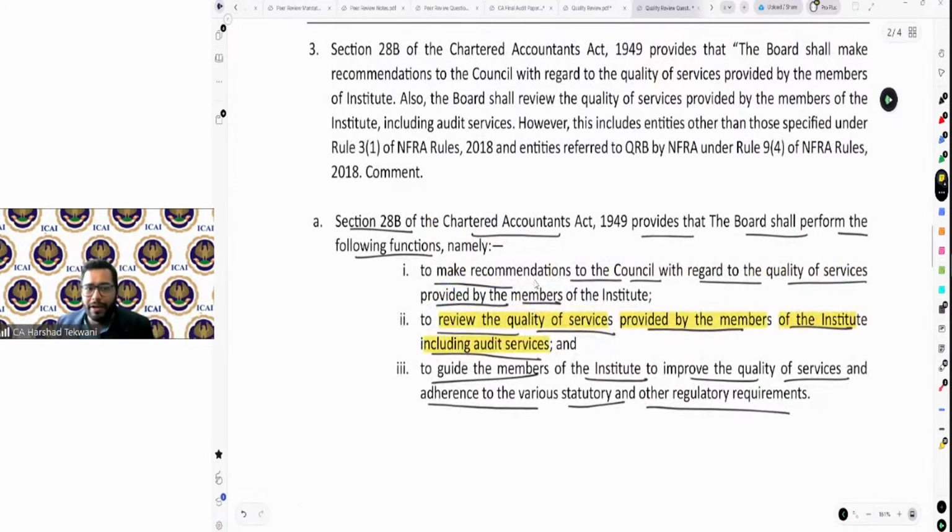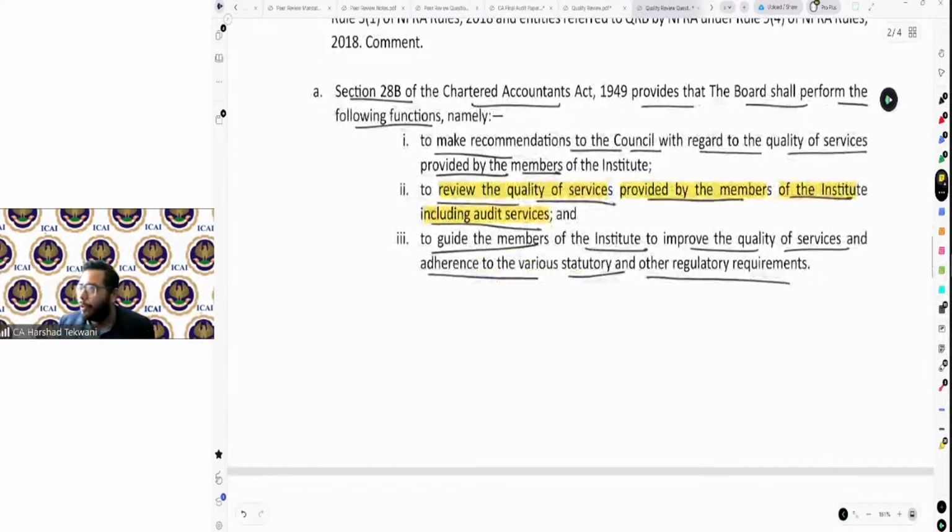Now, there are two NFRA rules, Rule 3.1 and Rule 9.4. I'll talk about Rule 9.4 of the NFRA rules first. What does 9.4 talk about? If you read the rule itself, it talks about overseeing the quality of service and suggesting measures for improvement. Overseeing the quality of service and suggesting the measures for improvement.